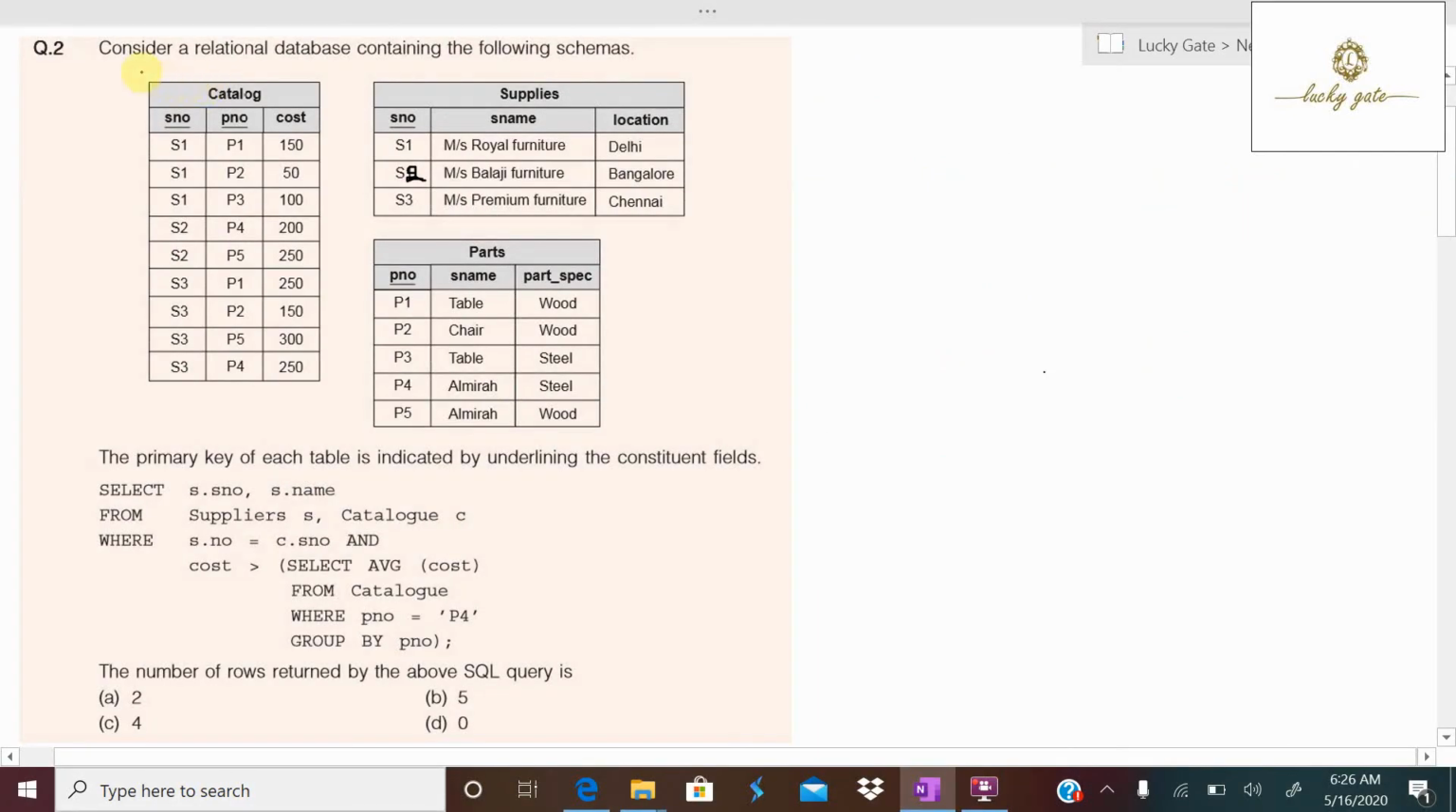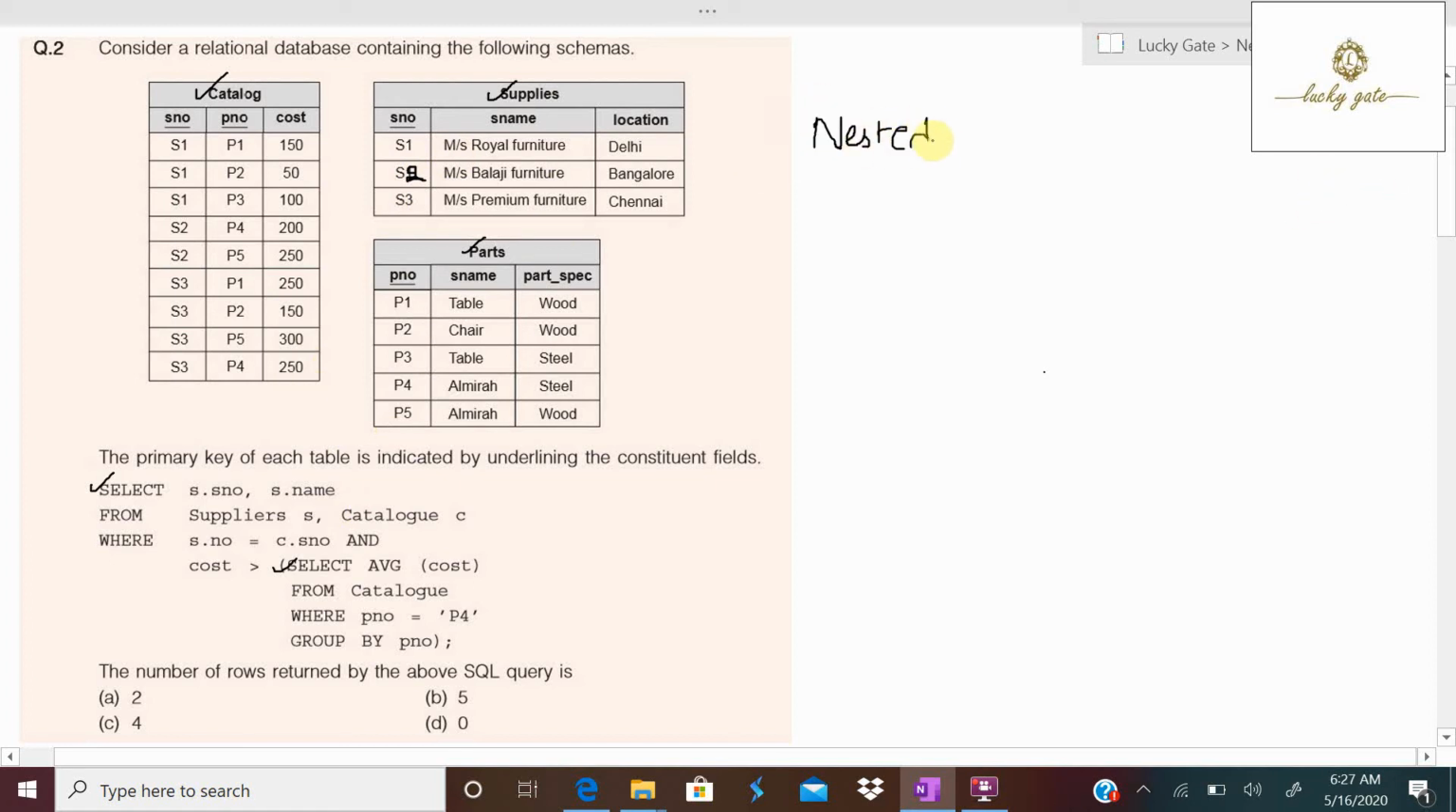And here observe a question. Consider a relational database containing the following schemas. Here three schemas are given: catalog, suppliers, and parts, and a query is given. You observe one query on the outer side and one query on the inner side. Because there is one query in the outer and one in the inner, we call such queries nested queries.